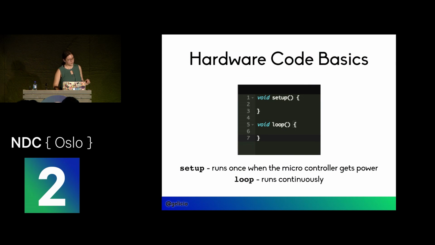So some hardware code basics, if you're not familiar with this kind of thing. Every piece of hardware code that you write for the Arduino has two functions in it. There's the setup function, which, aptly named, will set up all of the things that you're going to be running with in your program. And then the loop function, which just loops as fast as possible. And if you want to delay that loop, you can just put in a delay in it, and that's all fine.